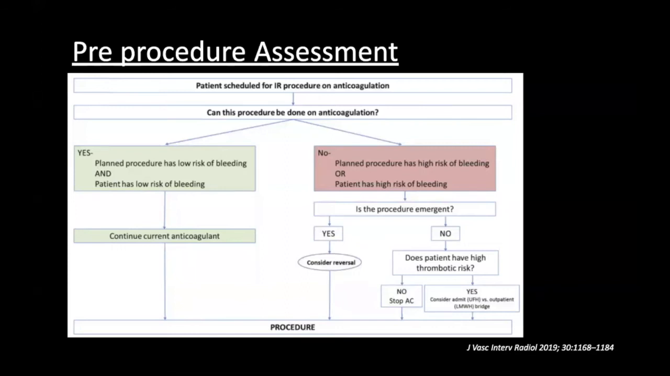And if this is an emergent procedure, you have to consider medications for reversal and go ahead and do the procedure. If it's not an emergency, you have to consider what thromboembolic risk these patients have. Yes, they have a risk of bleeding, but do they also have a risk for thromboembolism? And how risky is it? And we saw how we can calculate or predict that. If the thromboembolic risk for them is low, then you can stop the anticoagulation and go ahead and do the procedure. If the thromboembolic risk is high, you consider them for some bridging medication.